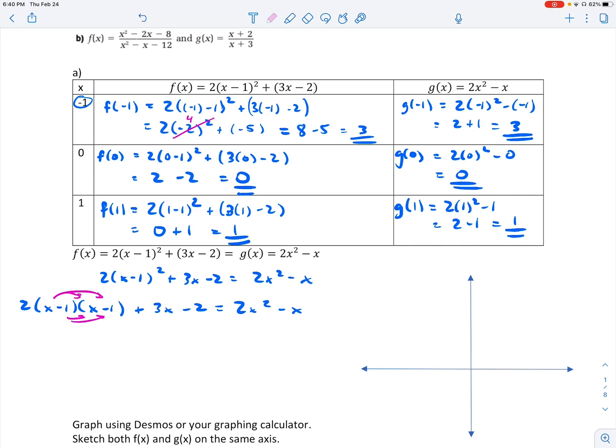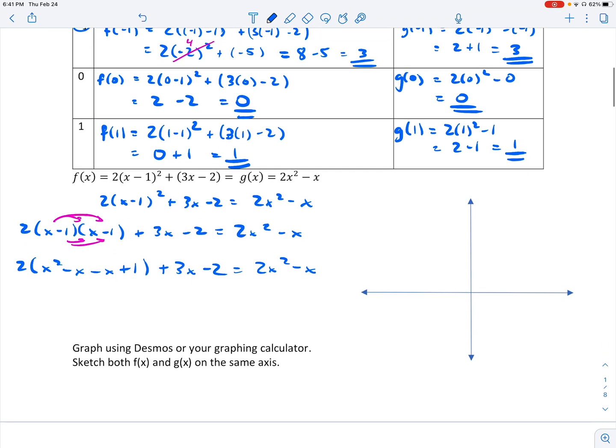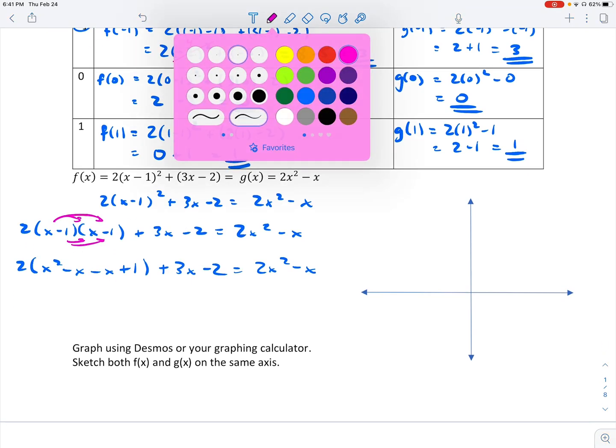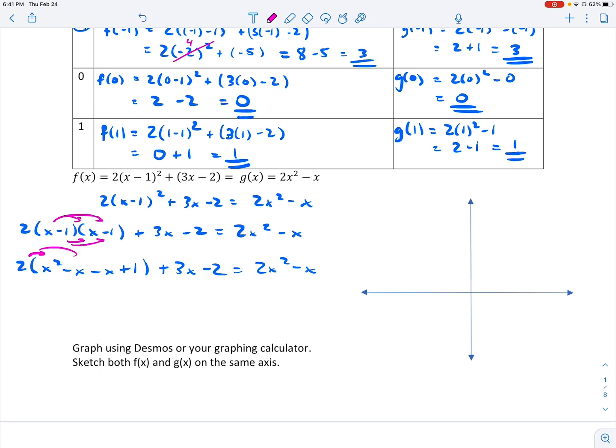We're going to distribute in like that. And we have x times x is x squared minus x plus 1. Close that up. And then we have plus 3x minus 2 equals our 2x squared minus x. Now we're going to distribute that 2 into each term. I'm just kind of drawing it that way. I know we're going to collect like terms for that.